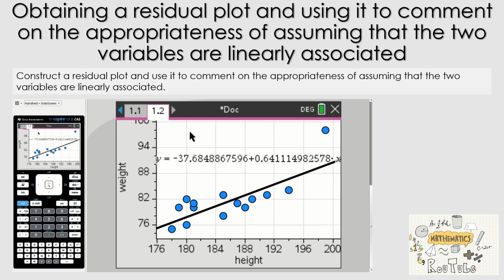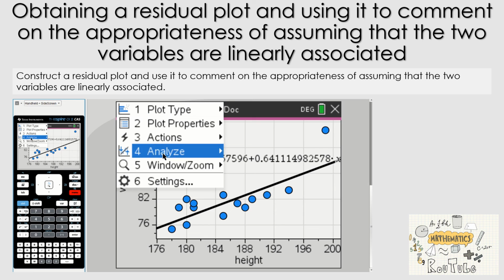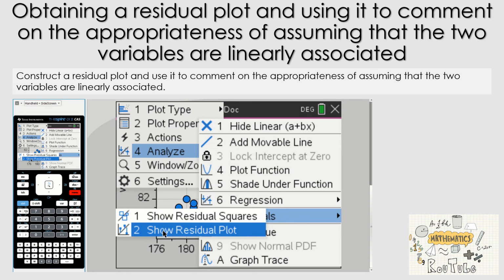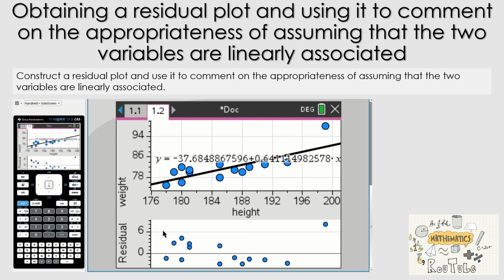All right, now we can construct a residual plot and use it to comment on the appropriateness of assuming that the two variables are linearly associated. So from here, once we've got our scatter plot and we've done whatever we need to do in terms of the regression equation and the predictions, we can now press on menu, analyze, and then residuals, option number 7, and then we want to show a residual plot. And then you'll see another graph comes underneath the scatter plot.